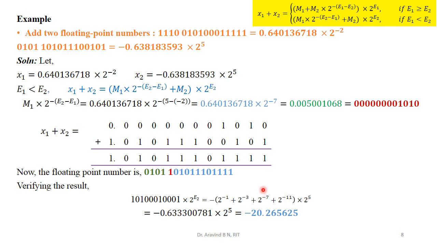Now this one is converted into decimal. The negative sign is present because of the negative result we have obtained. The value 1 is there, which means this is a negative value. Then after multiplication we have got the result as minus 20.265625, right? So this is one way of making a solution for this problem.